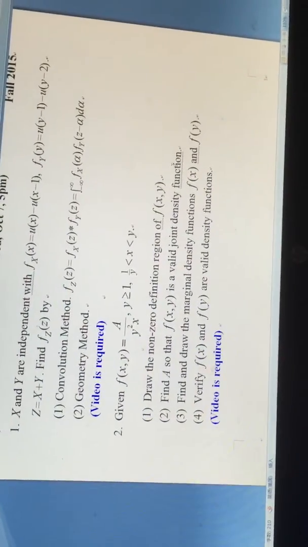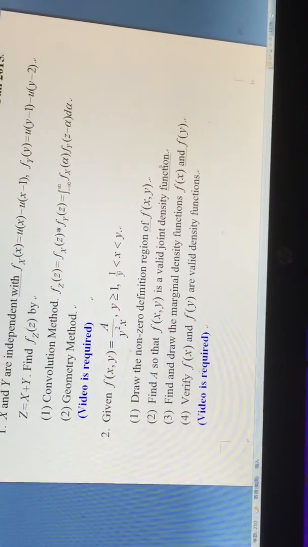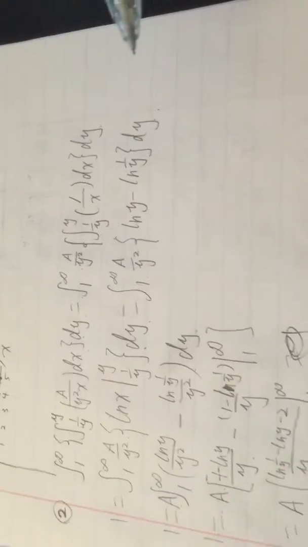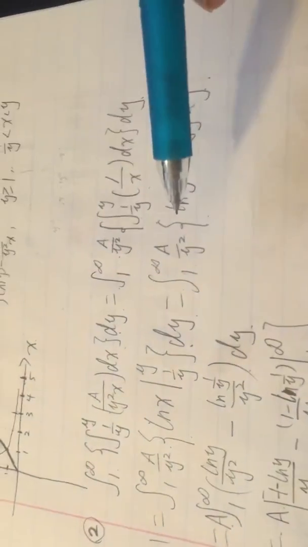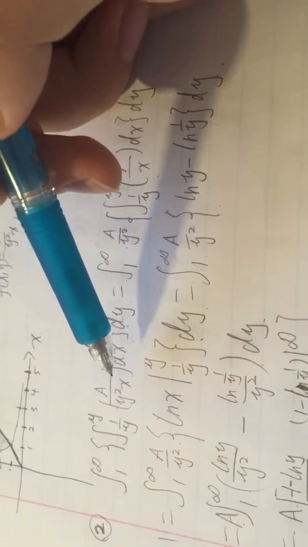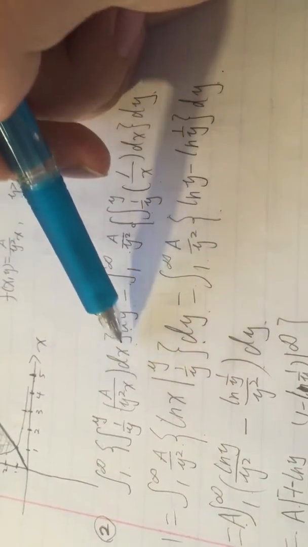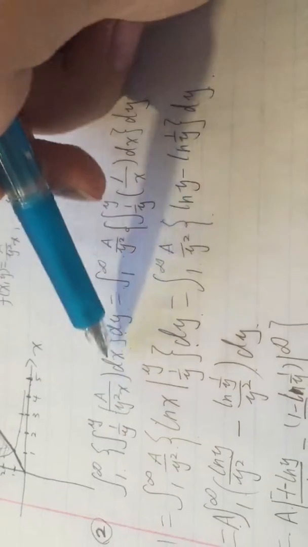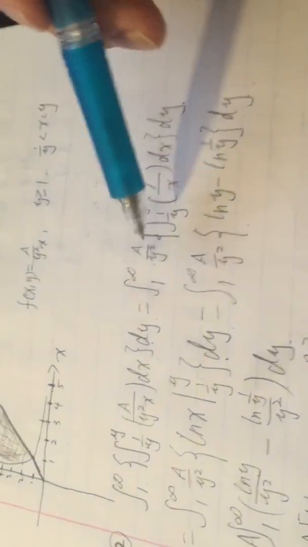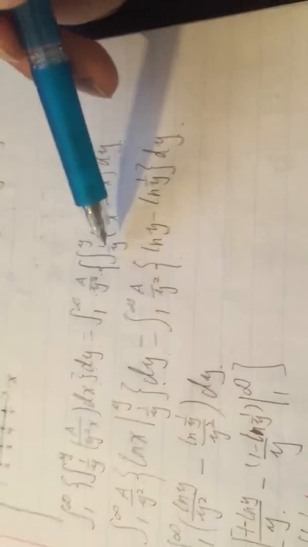For the second question, we need to find a so that f(x,y) is a valid joint density function. To make it valid, we need to make the integral equal to 1, and in this situation we need to do the integral twice. The first integral is dx. After that, we need to do another one, dy. Here is how I do it.